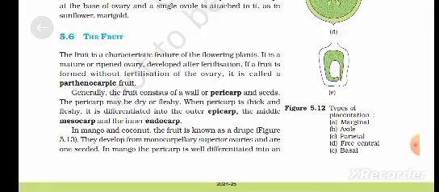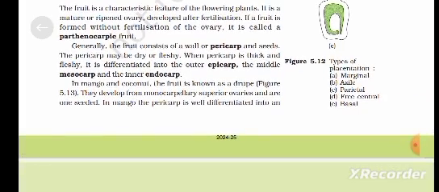The fruit. The fruit is a characteristic feature of the flowering plant. It is a mature or ripened ovary developed after fertilization. If the fruit is formed without fertilization of the ovary, it is called a parthenocarpic fruit. Generally, the fruit consists of a wall or pericarp and seeds. The pericarp may be dry or fleshy. When the pericarp is thick and fleshy, it is differentiated into an outer epicarp, middle mesocarp, and inner endocarp. In mango and coconut, the fruit is known as a drupe.